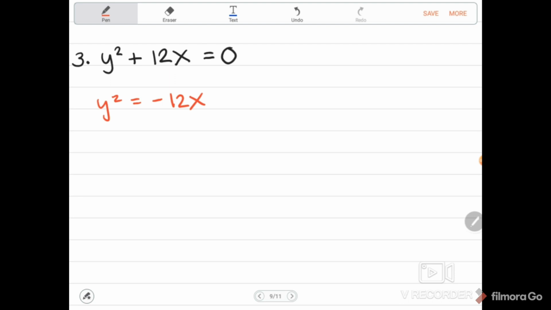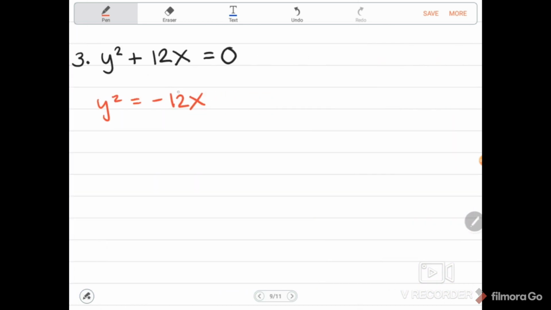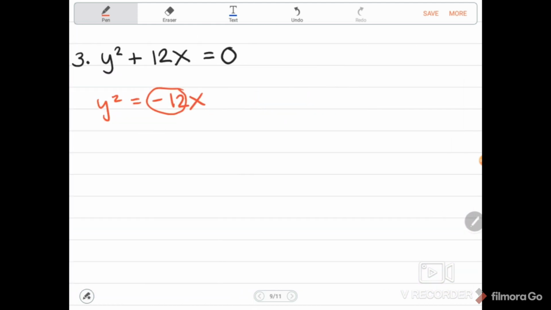Then, let us determine the opening of the parabola. How are we going to determine the opening of the parabola? Look at the variable which is squared. So, y squared. So, we have left or right. How can we say if it is opening to the left or right? Look at the constant of the x, that is negative 12. So, if we have negative, it opens to the left. So, this is an example of our parabola opening to the left.